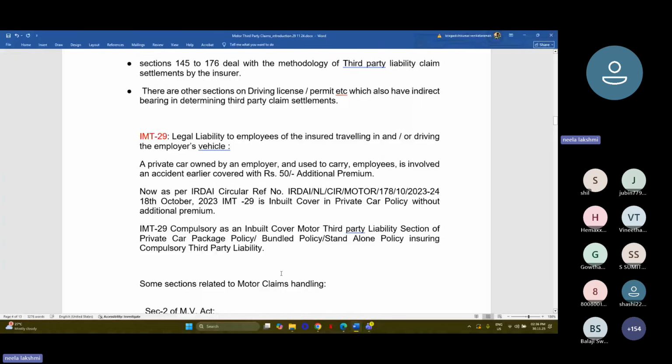IMT 29, legal liability to employees of the insured traveling in the employer's vehicle.